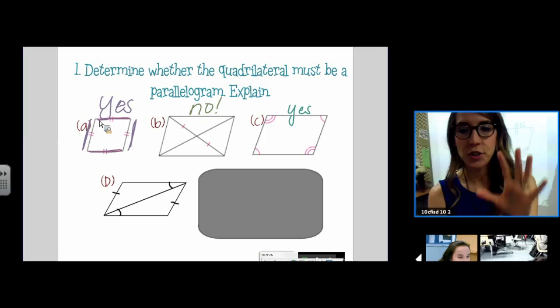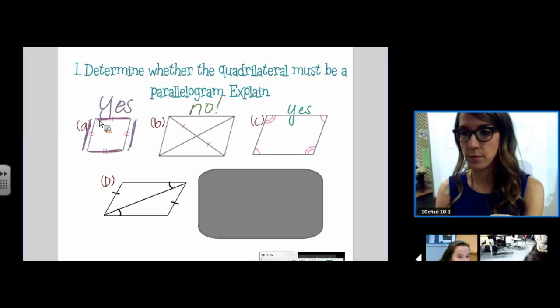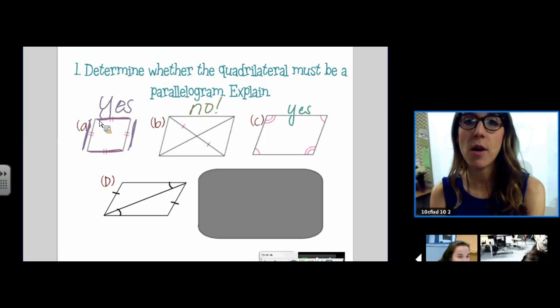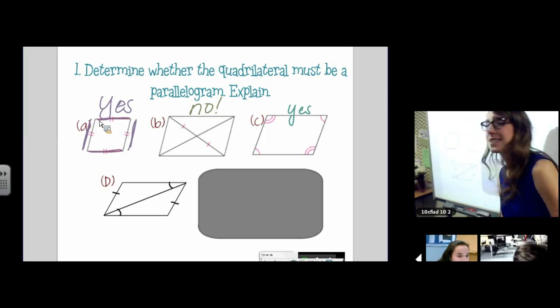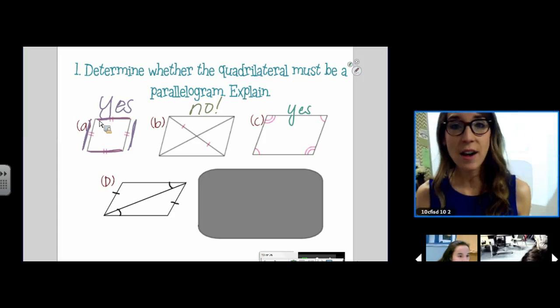When you see alternate interior angles that are congruent, the first thing you're allowed to mark is parallel sides. Now, students get mixed up. They don't know which sides to put the arrows on.